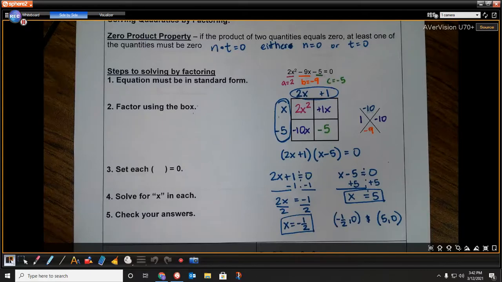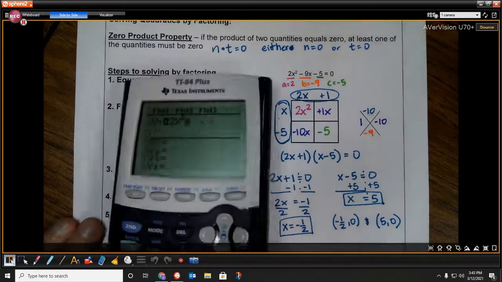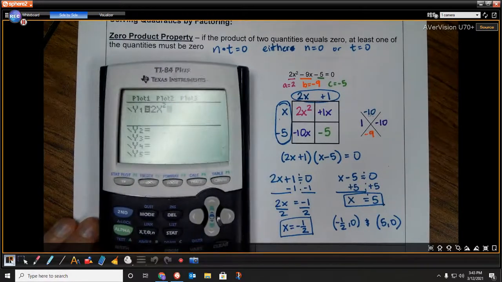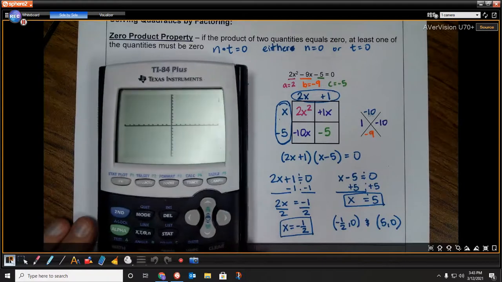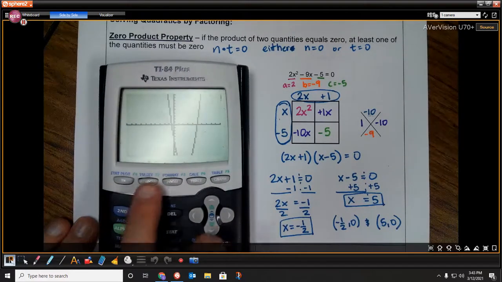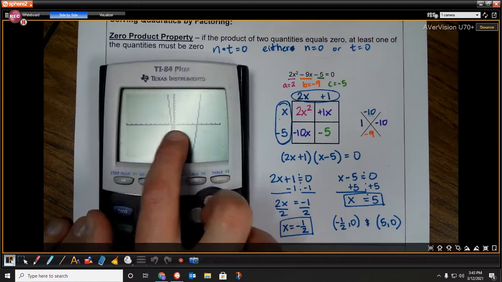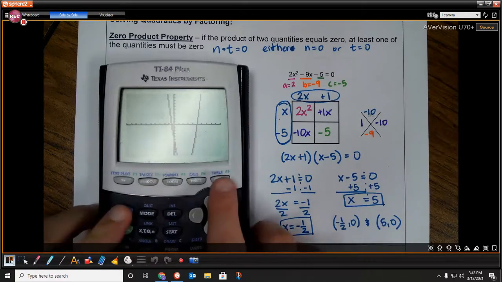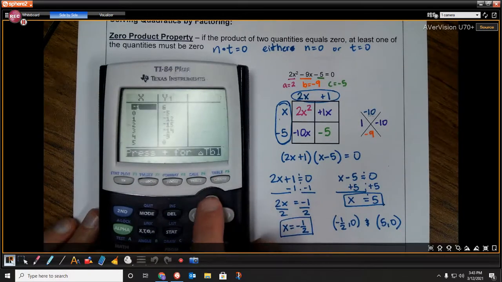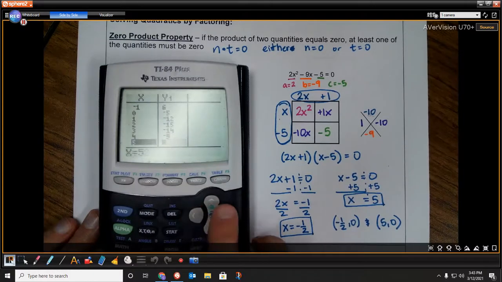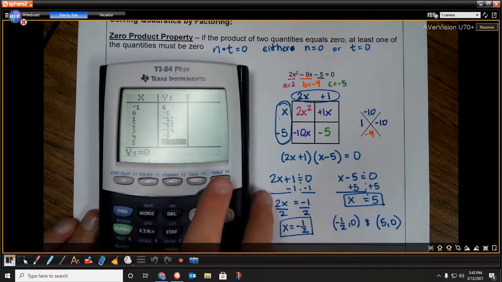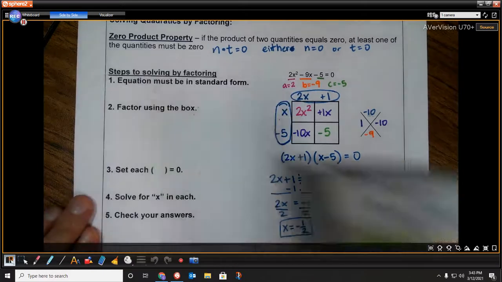And guys, if we go back into our calculator and we retype this guy in there, the 2x squared minus 9x minus 5, and we hit graph, we will see that our y-intercepts are about negative 1/2, and then that other one we already knew was going to be 5, 0. Remember from our table there, right? We already knew it was going to be at 5, 0. So that is super good for us to see.